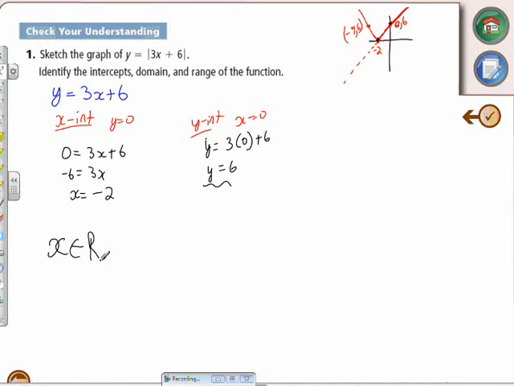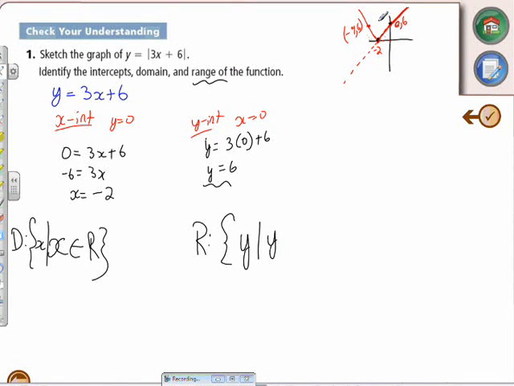But now the range of this function, we know that it's going to bounce up and off of the x-axis. So your range, let's put domain, let's do the whole set builder. And then your range is going to be where y is greater than or equal to 0, and y is an element of the reals.